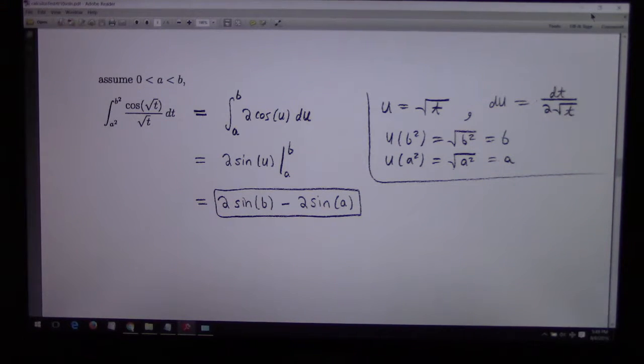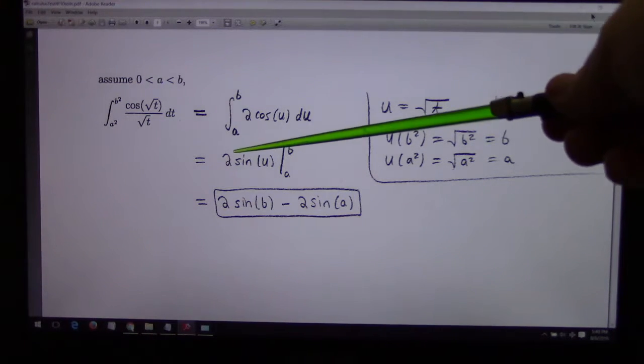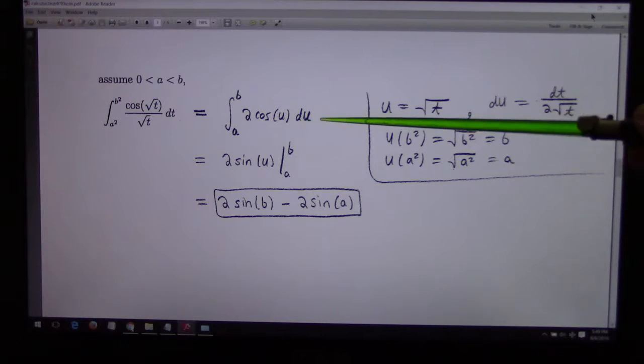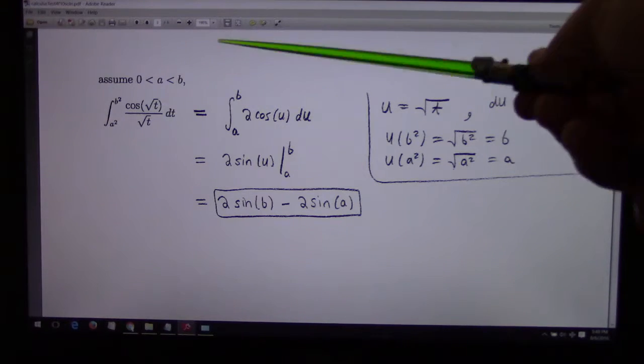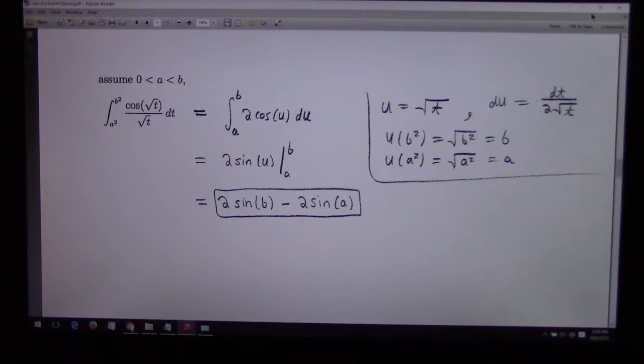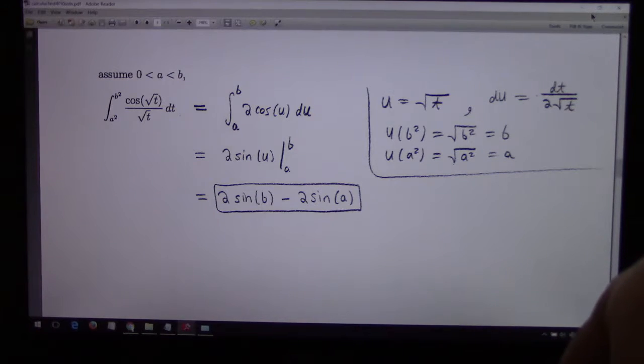Yep. 0 is less than a, which is less than b. Got to change the bounds, folks. Got to change the bounds, all right? If you're going to do it like this, you've got to change the bounds. And, of course, the square root of a squared and the square root of b squared are just a and b because I'm given that a and b are positive. Anyway, there's that one.